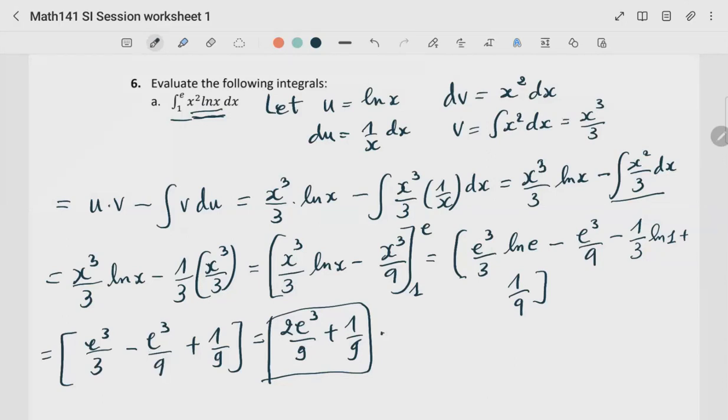Basically your u should be what's easy to derive and dv should be what's easy to integrate, if you want to think about it that way. Yes, that's a very nice way to put it, because your dv is the function that you're integrating, so you want it to be as easy as you can.